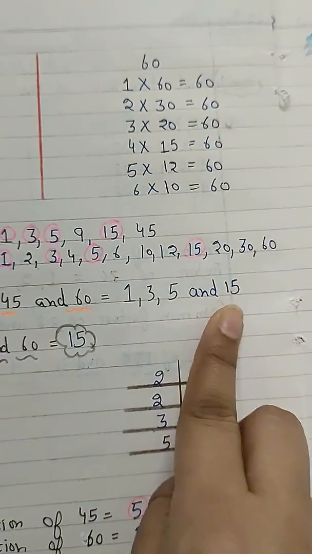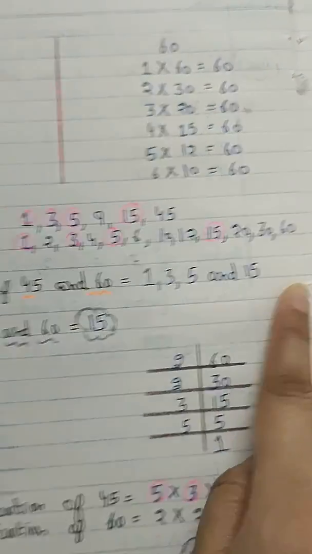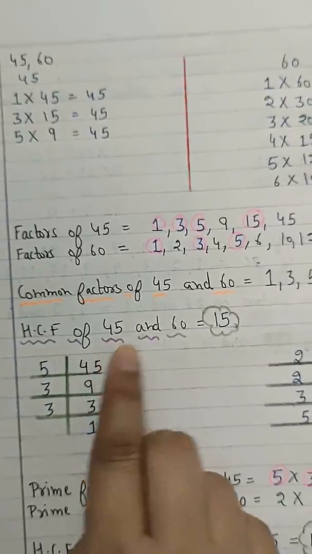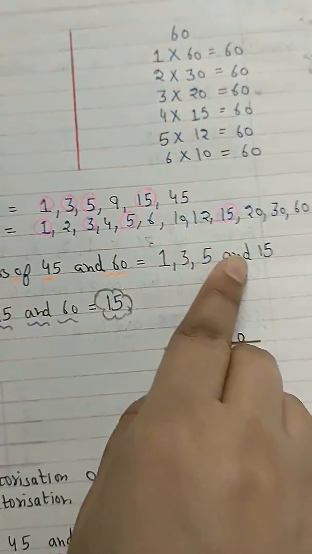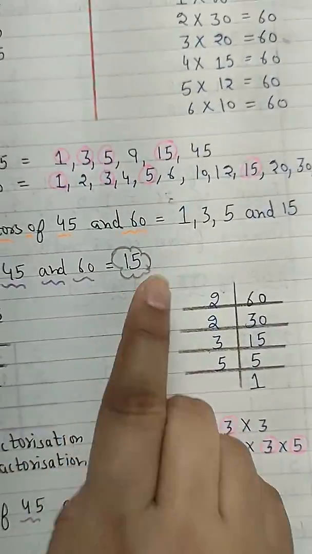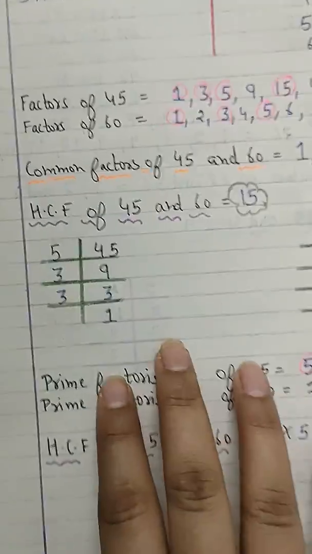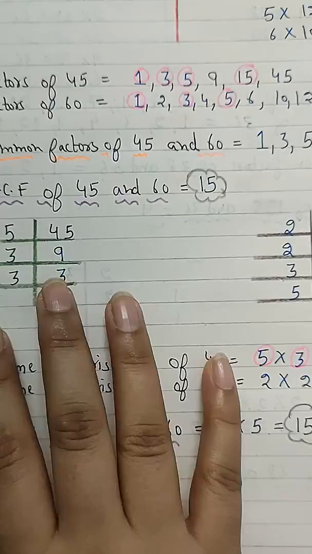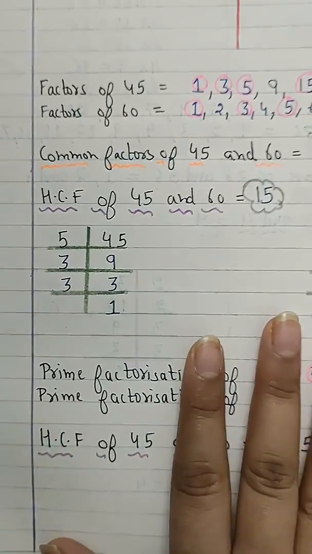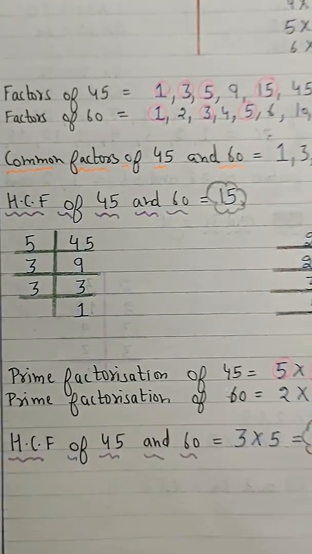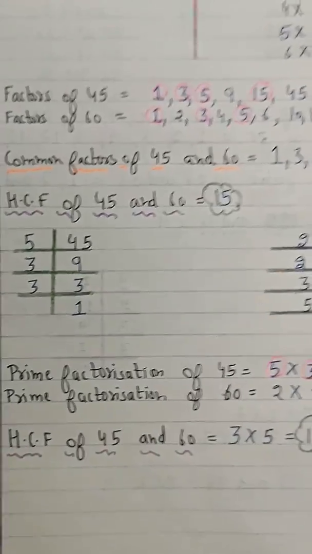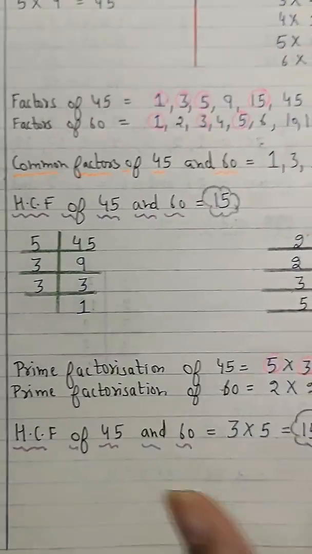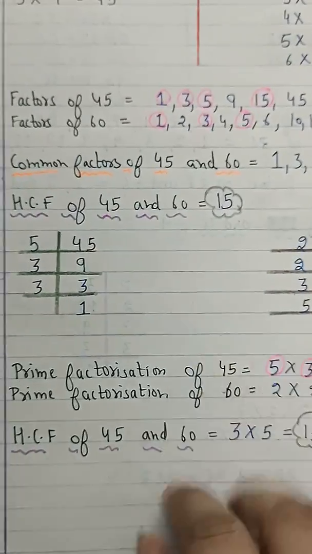So we have written the common factors first, 1, 3, 5, 15, and the HCF of 45 and 60, the highest common factor, is 15, so we are going to write 15 here like this. Now we are going to use another method, that is prime factorization. Please practice both the methods. Whichever you find easy, you can use that method, but right now in this question we are going to use both the methods, okay.